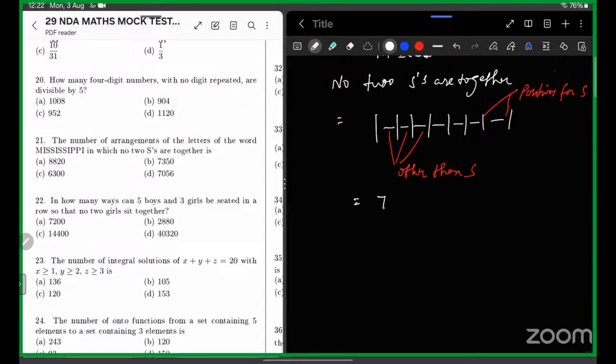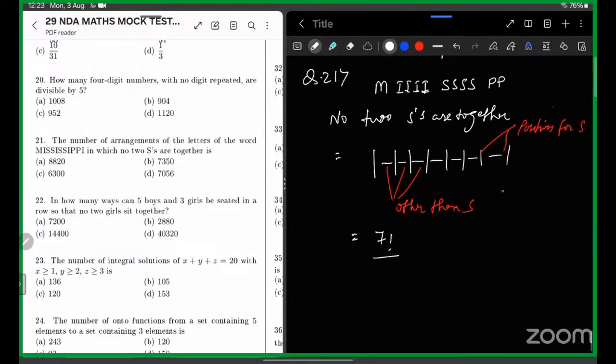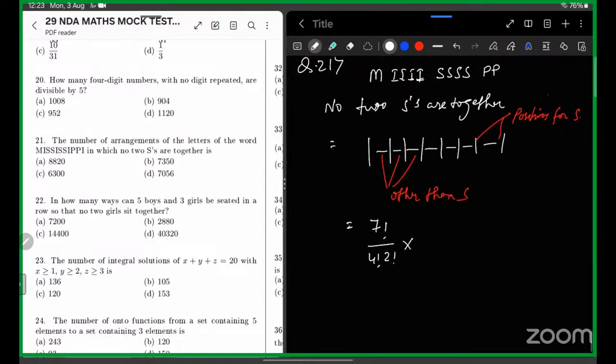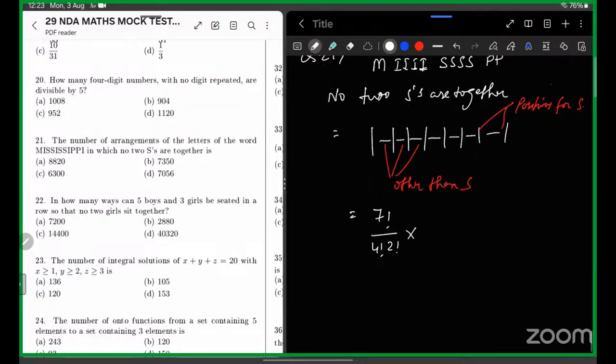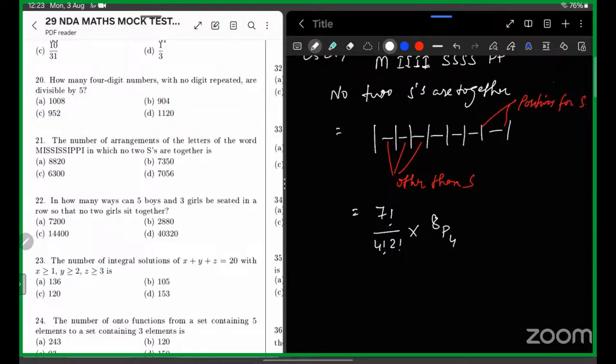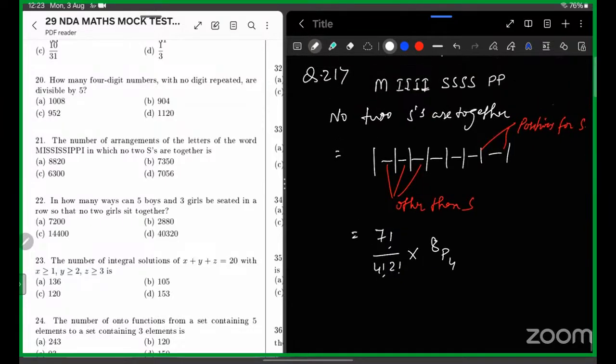Now let's see the arrangement. Total 7 are there, so 7 factorial will be there, but in that repetition is also there: for I 4 times, and for P 2 times. And S can be placed in how many places? 8, 3, 4.